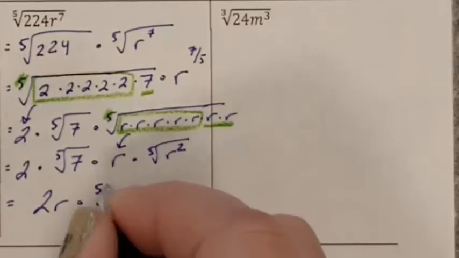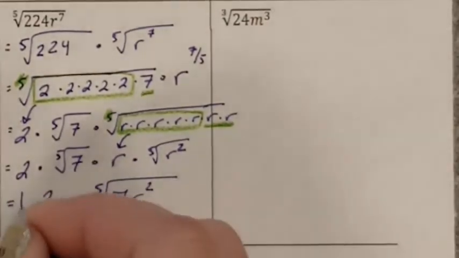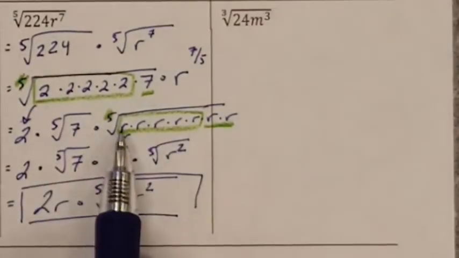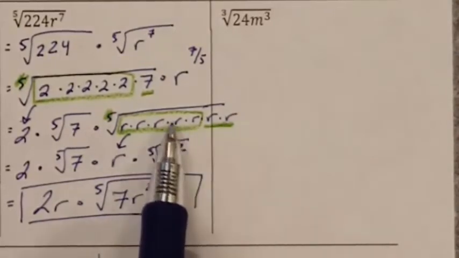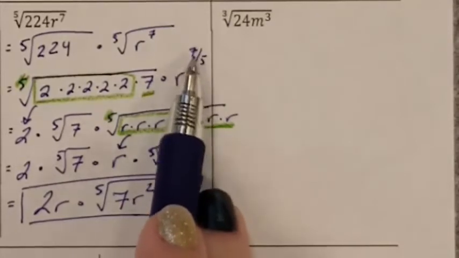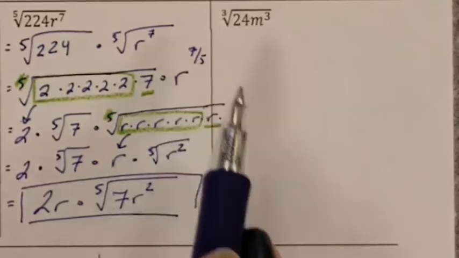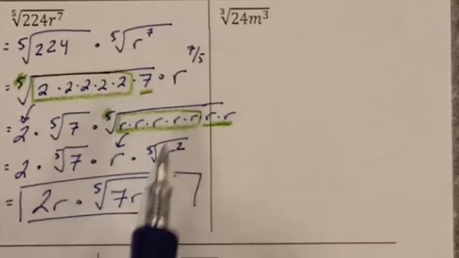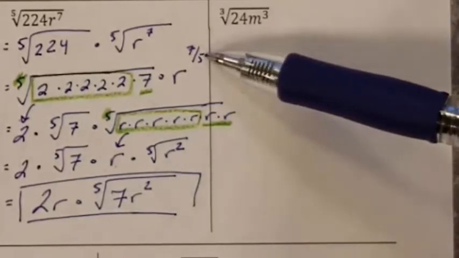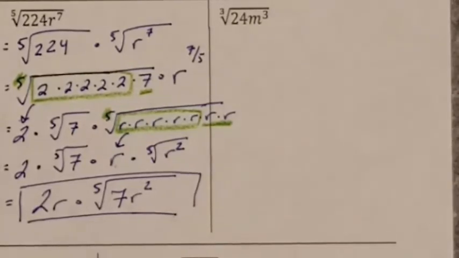Who had to stay inside that 5th root? The 7 did, and the r squared did. So this is my final answer, and I am done. Do I need to expand the r's out all this way to simplify the r? No. If you can see it doing this, see that 5 paired together and got to escape, and that 2 would have been left over, you can jump from here to here and not have to expand it. However, if you struggle with seeing it from here to here and you need to expand it, then expand it. It's a very helpful tool.